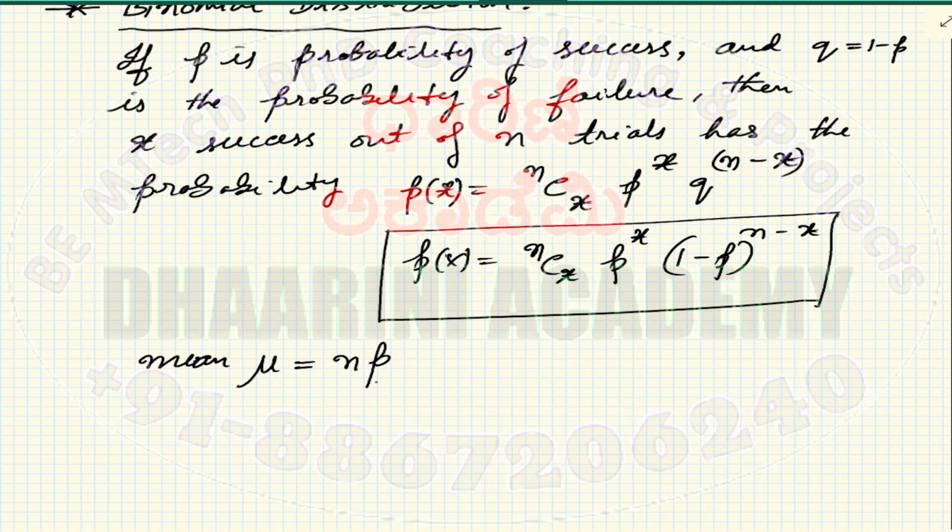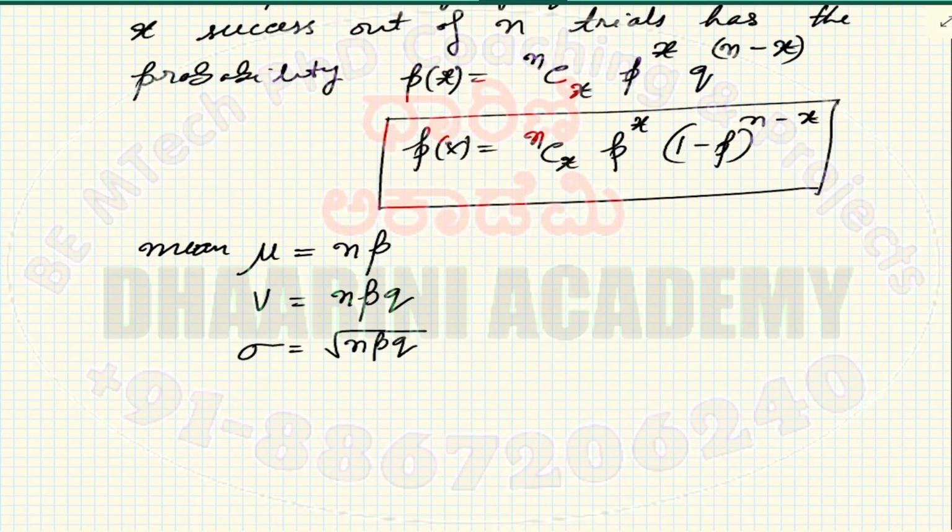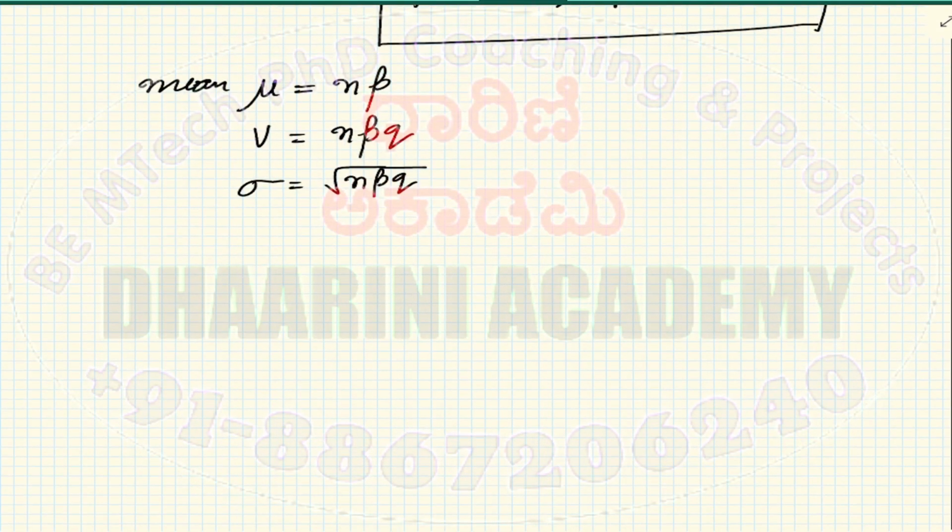Okay, and the variance V is denoted as npq, and if you remember, the standard deviation sigma is nothing but root V. That's why it is root of npq. So this is one standard discrete random variable, a discrete distribution. We'll see two discrete distributions first, then we'll solve some problems.